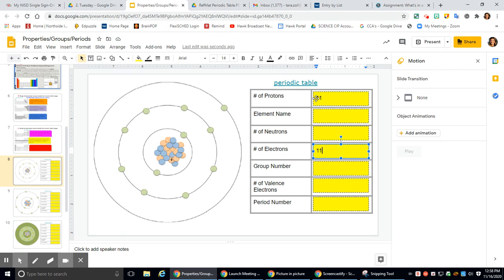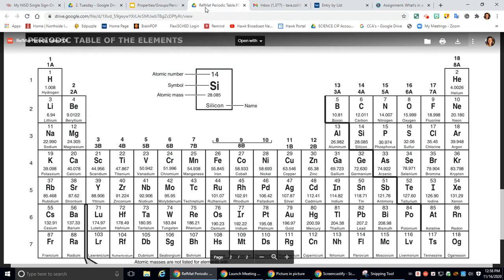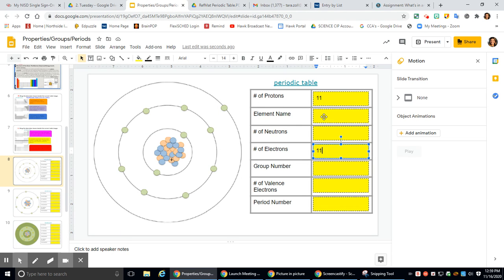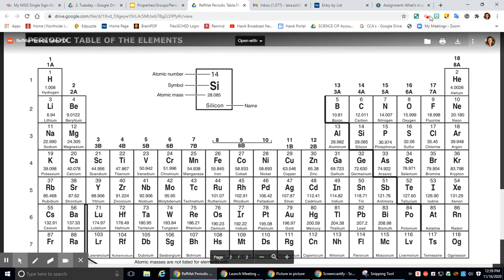So now I can go to my periodic table and I can identify this element through the number of protons. So I'm looking for an element whose atomic number is 11, and sodium's atomic number is 11. Okay, I can also look at my periodic table to determine my number of neutrons of sodium.